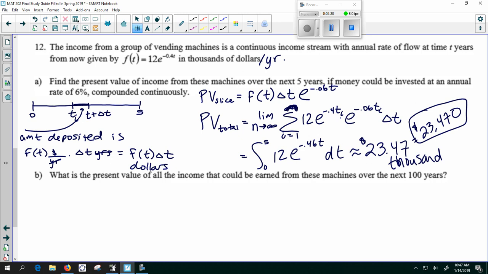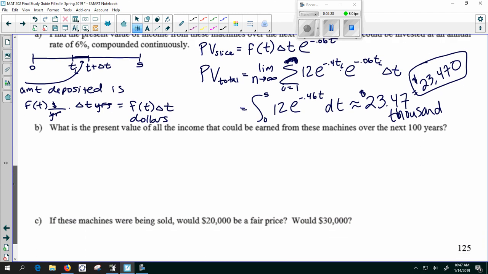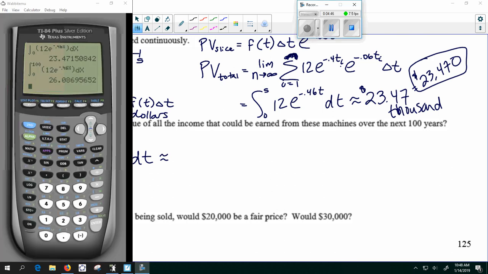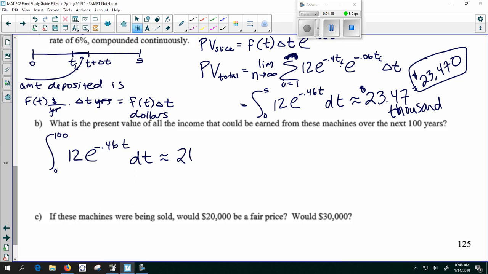What is the present value of all the income that could be earned from these machines over the next 100 years? The setup for this is exactly the same, so I'm not going to write out all the slicing parts again. I'm just going to jump to the integral. Instead of going from 0 to 5, I'm going to go from 0 to 100. 12e to the negative 0.46t dt comes out to approximately 26.087. Again, that's in thousands of dollars, so this is $26,087.